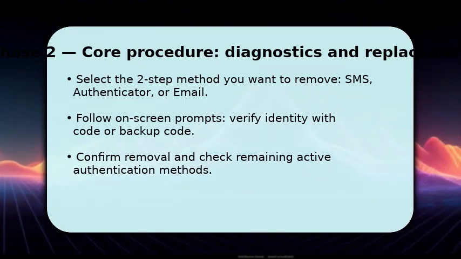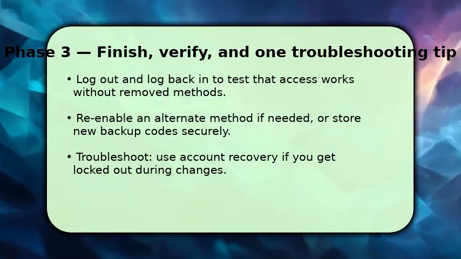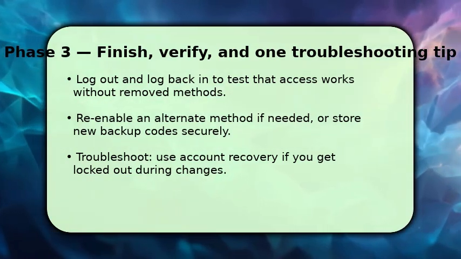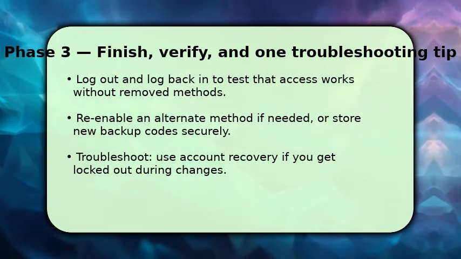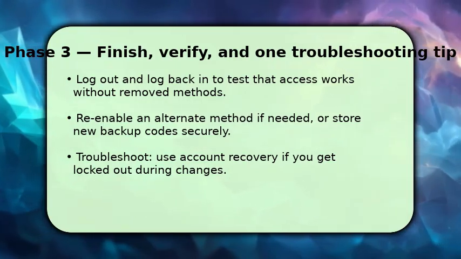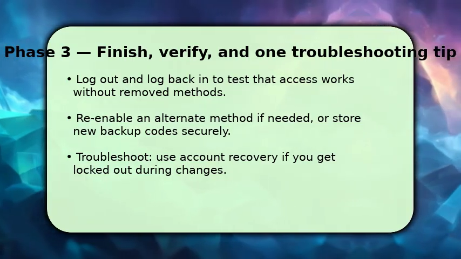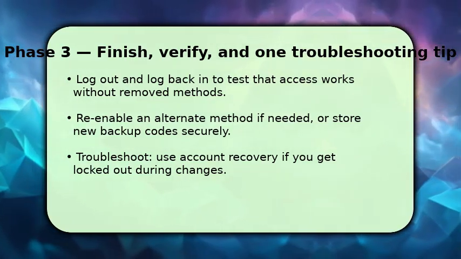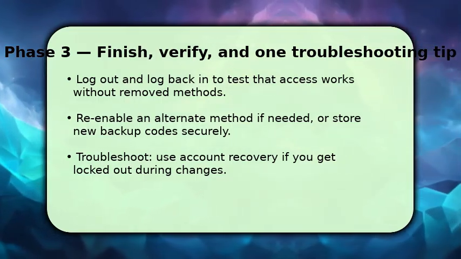Once done, log out and log back in to confirm that you can access the account and that removed methods no longer prompt. If anything fails, re-enable another verification method immediately or restore from backup codes. Make sure to store new backup codes in a secure place and update contact info if you changed numbers or email. If you get locked out, use Roblox account recovery and provide proof of ownership. This single troubleshooting tip can save hours if things go wrong.